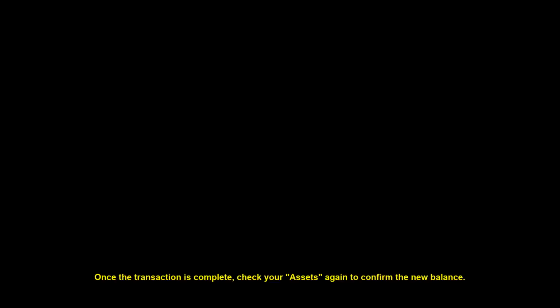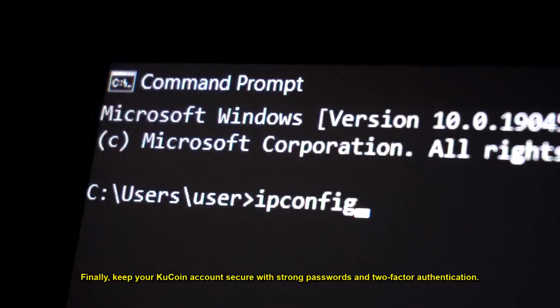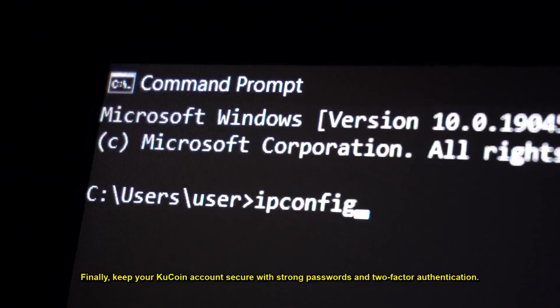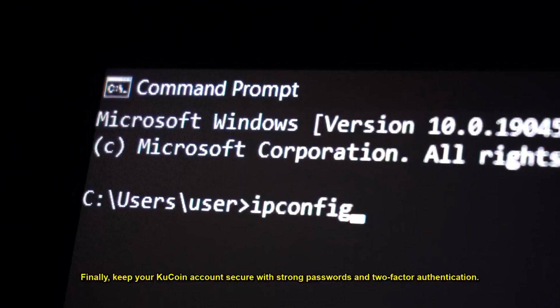Once the transaction is complete, check your assets again to confirm the new balance. Explore advanced features like stop limit orders or futures trading for more options. Finally, keep your KuCoin account secure with strong passwords and two-factor authentication.